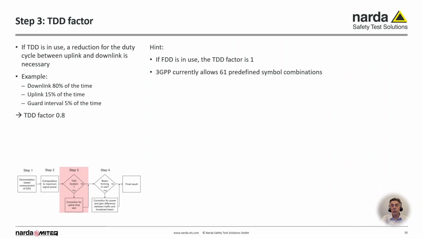3GPP is telling us that for 5G there are 61 predefined symbol combinations allowed. So up to now I didn't find a system which is changing it dynamically. Many times an operator is using it. They will switch it for the entire country to a special relationship, as I just mentioned, 80% downlink, 50% uplink. In Germany, it's even more simple.